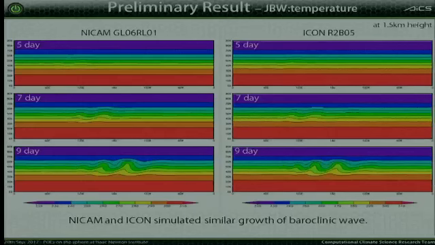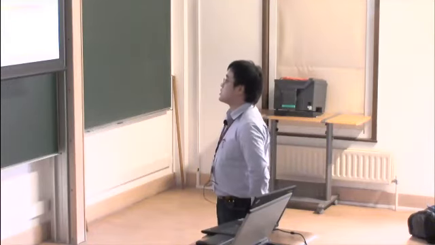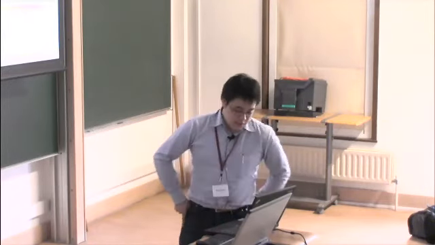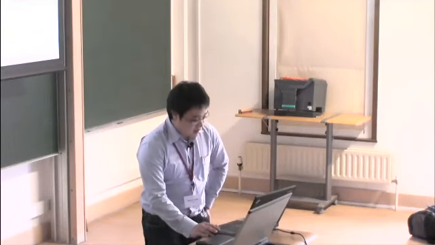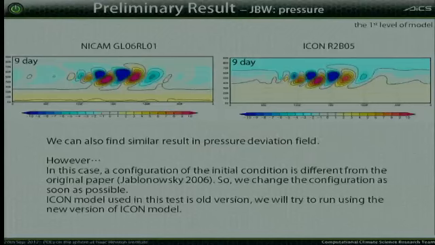In 5 days, we can find the moderate wave, and in 7 days the wave is growing, and then on the 9th day the wave is almost at the mature stage. So NICAM and ICON simulated a similar growth of the baroclinic wave, and this is a pressure field, but this is a pressure deviation field. So we can find a similar result in NICAM and ICON.